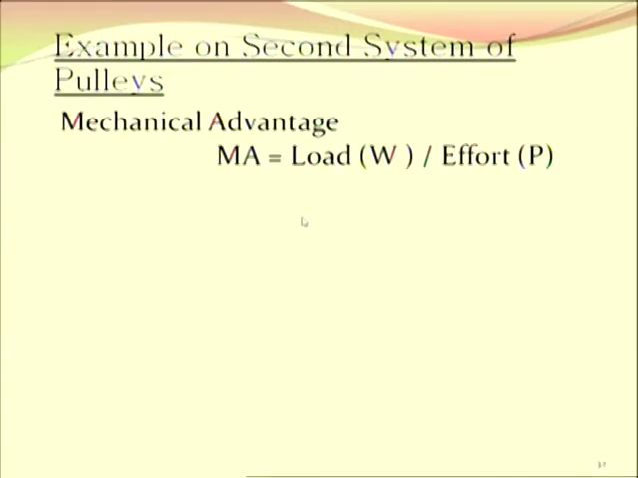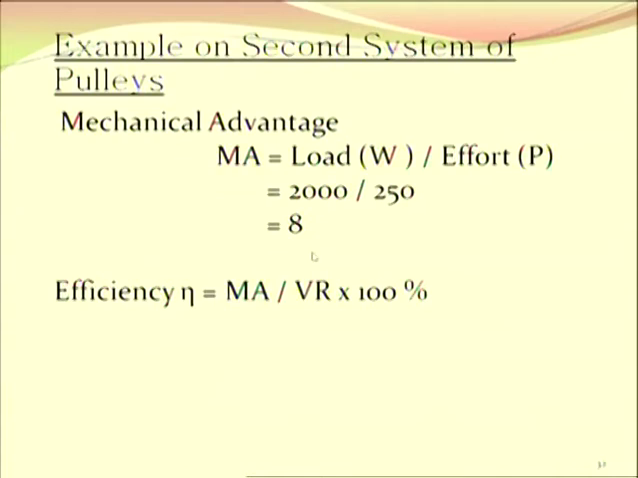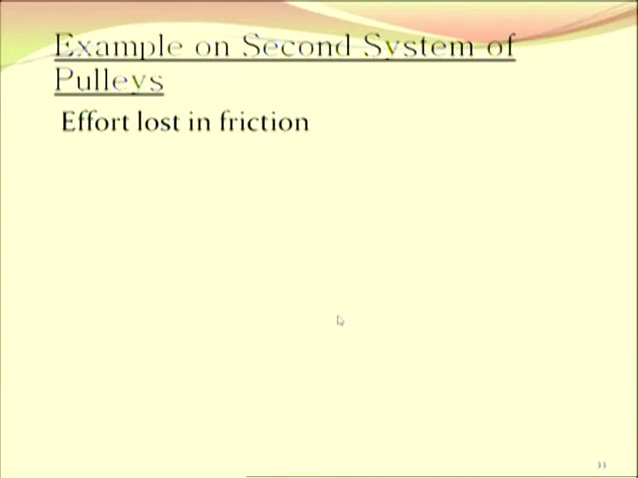Now mechanical advantage. Mechanical advantage is nothing but the ratio of load to effort. So it is 2000 divided by 250, which comes out as 8. Now efficiency eta is equal to mechanical advantage upon velocity ratio into 100, as a percentage. So putting the values of mechanical advantage and velocity ratio in the equation, we have an efficiency of 80%. So we have obtained the velocity ratio, mechanical advantage and efficiency.